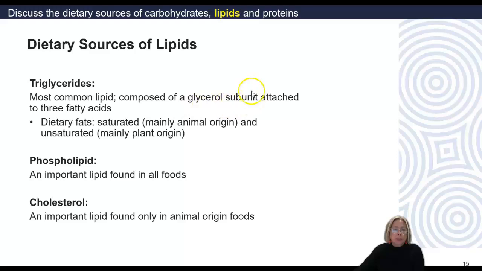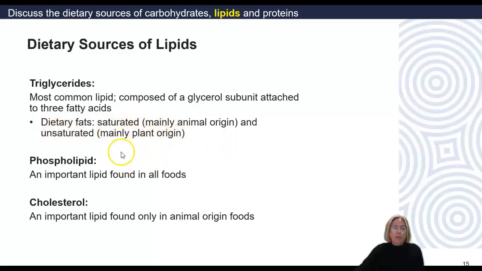It's composed of a glycerol subunit attached to 3 fatty acids. And these are found in dietary fats, so saturated, mainly of animal origin. So these tend to be solid, and that's why we call them animal fats. And then unsaturated ones, mainly plant origin, and this is why we call them vegetable oils.